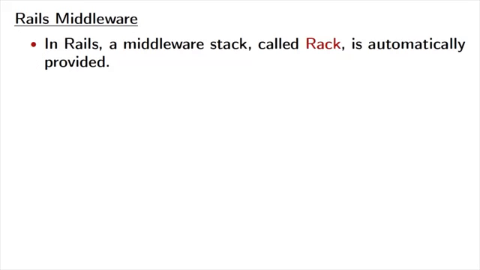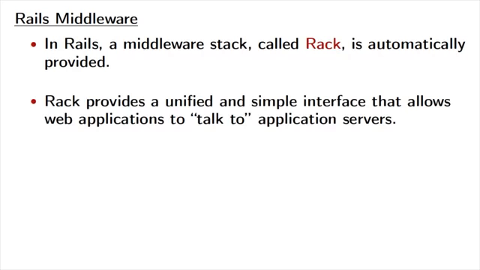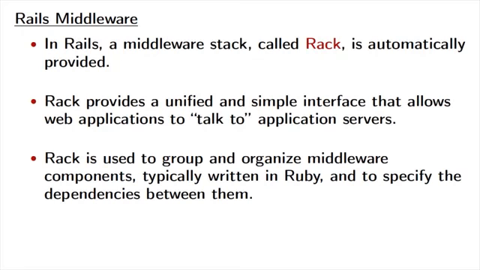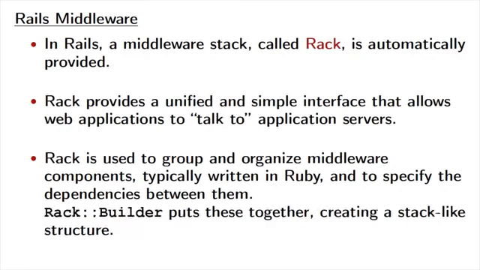Now in Rails, the middleware framework is called Rack, and it's automatically provided for you when you create a Ruby on Rails application. Rack provides a very simple interface that allows web applications to talk to application servers. What Rack does is organize the middleware components into a stack-like structure, and typically these components are written in Ruby. You can also specify the dependencies between these components using Rack. It's actually something called Rack Builder, which is a domain-specific language that allows you to specify the dependencies and create the stack of components that are in the middleware.